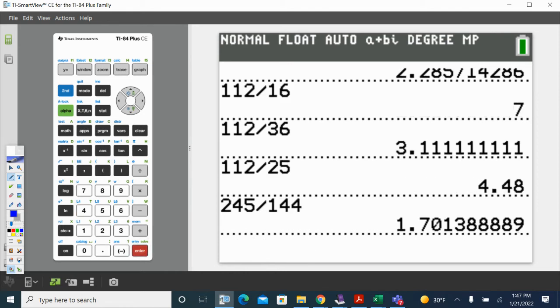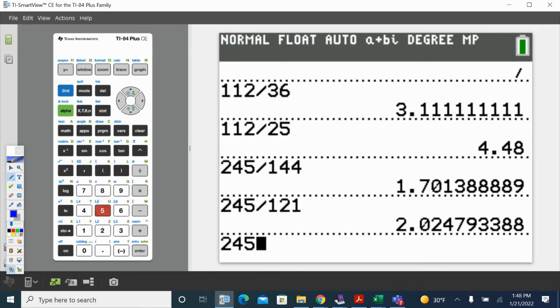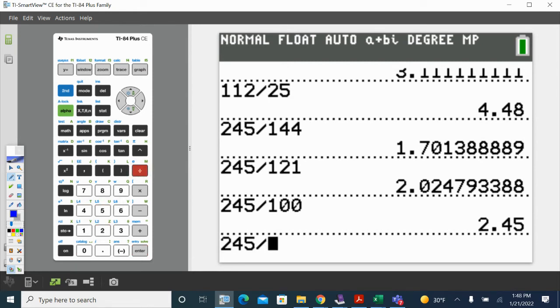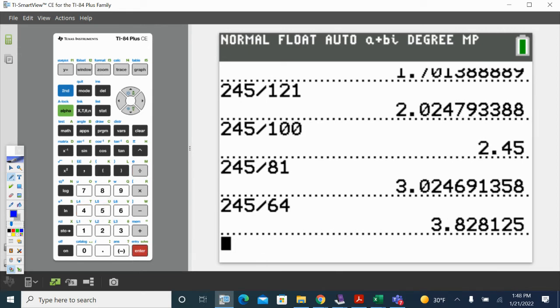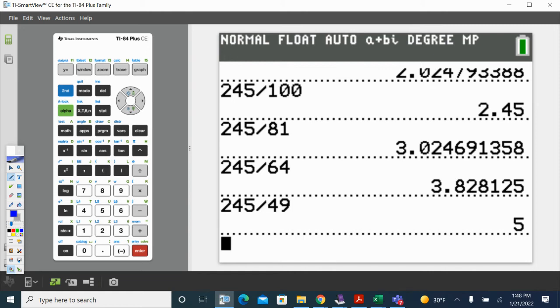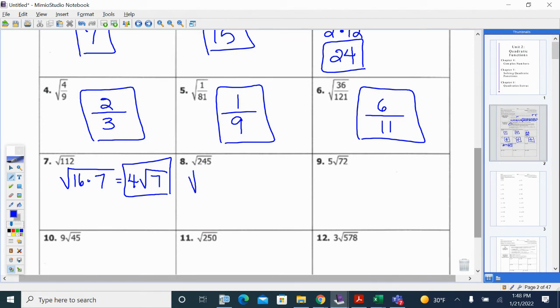Obviously, this is not going to work. 245 divided by 121 is the next one. 245 divided by 100, not going to work. 245 divided by 81 is next. 245 divided by 64, nope. 245 divided by 49, yes, finally. So 245 breaks down into 49 times 5. So the square root of 49 times 5. The square root of 49 is 7, and the 5 is left over, so it stays underneath.